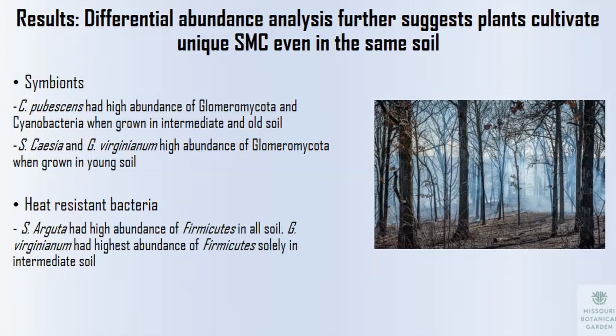We see this again with heat-resistant bacteria. Solidago arguta had a really high abundance of these firmicutes in all the soil. They cultivate this particular phyla very easily. But GM virginianum only had a really high abundance of these firmicutes in intermediate soil. So again, this is really just highlighting these unique microbiomes that they're creating.